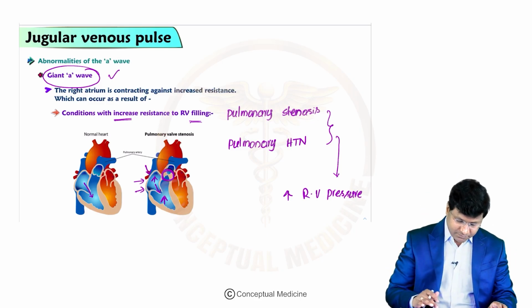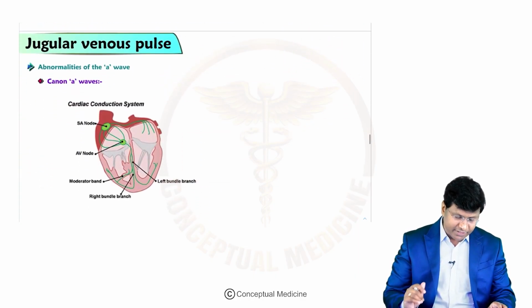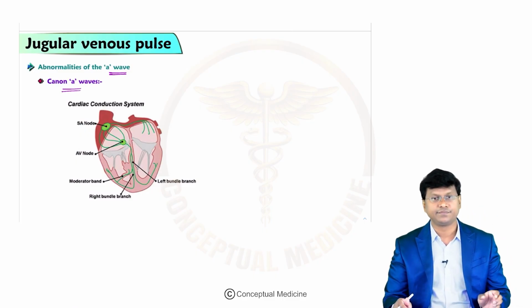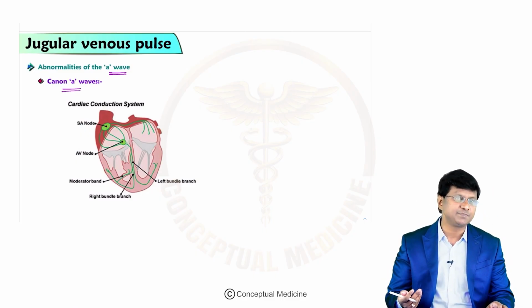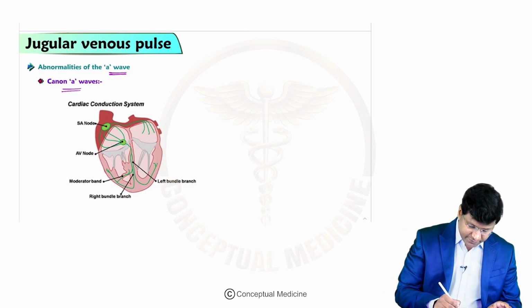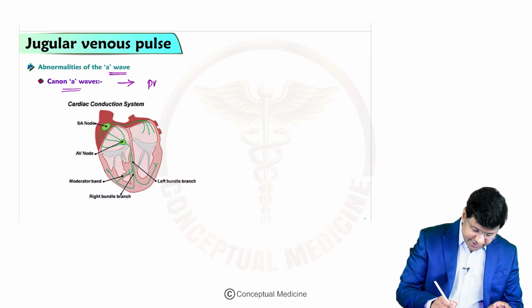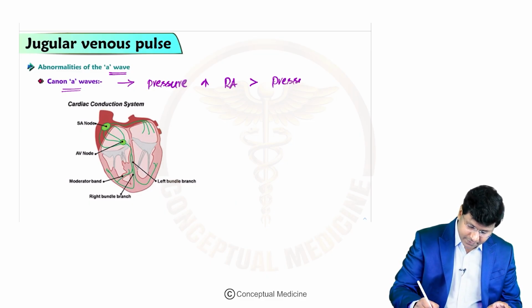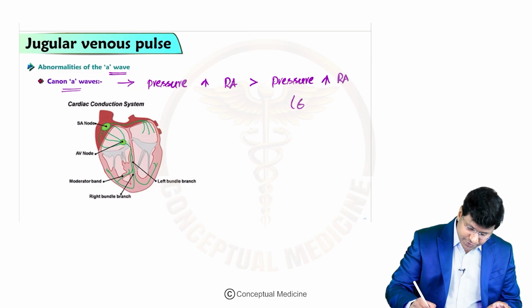Then, followed by that, another important abnormality of the A wave is the cannon A wave. Now, when do you get this particular cannon A wave? So, what is a cannon A wave? Cannon A wave is like the pressure rise in the right atrium is more than the pressure rise in the right atrium due to giant A wave.